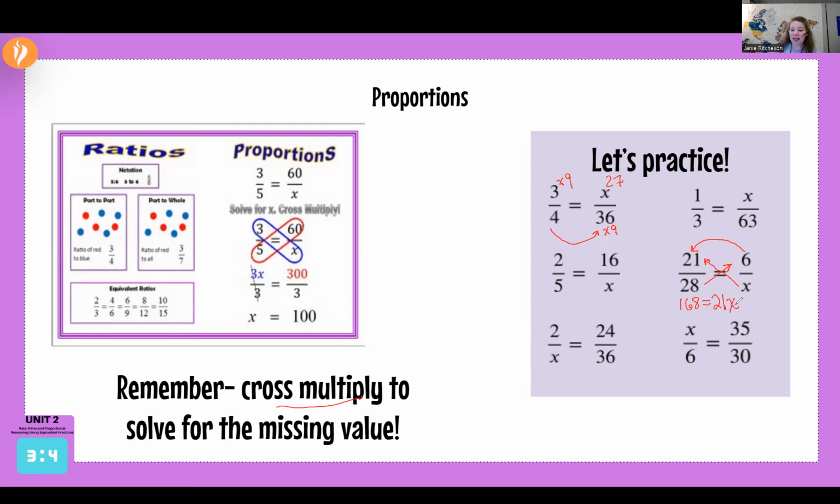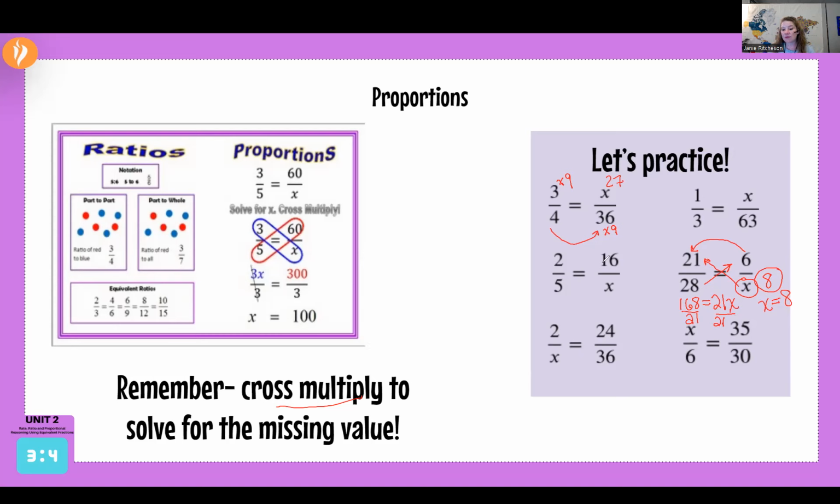21 times x is 21x. In order to solve for my missing value, I am going to divide both sides by 21. Okay, that's the way to figure out what x is. You cross multiply, and whatever is attached to that variable x is what you divide both sides by. So 168 divided by 21 is 8. So this missing number is 8. x is equal to 8. Okay, this is going to come back later on in the year, and we'll spend more time on it. But for now, I just wanted to introduce that to you.